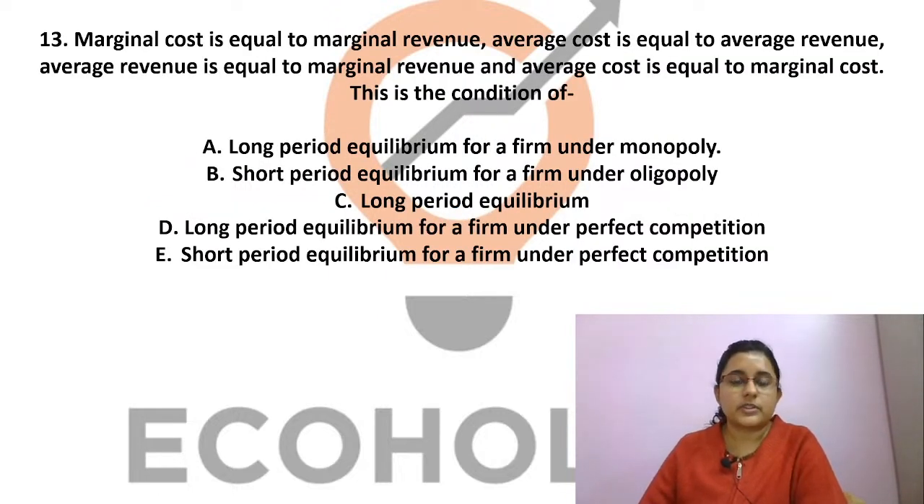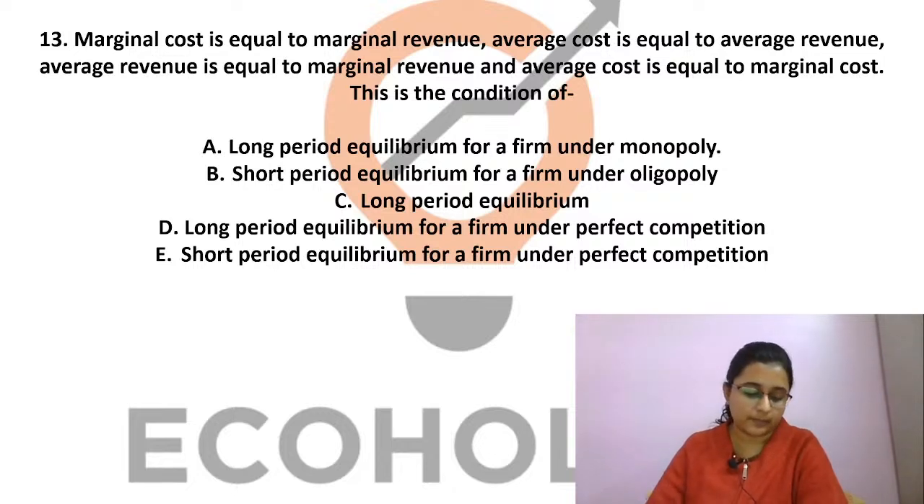The marginal cost is equal to marginal revenue. Average cost is equal to average revenue. Average revenue is equal to marginal revenue, and average cost is equal to marginal cost. This is the condition of which market? Long period equilibrium for a firm under monopoly, short period equilibrium of the firm under oligopoly, long period equilibrium of a firm under perfect competition, or short period equilibrium of a firm under perfect competition. Tell me, what will be the right answer?